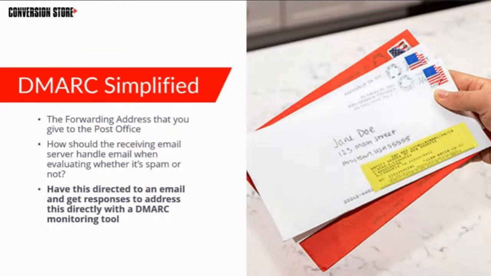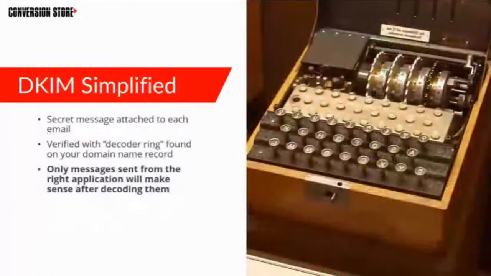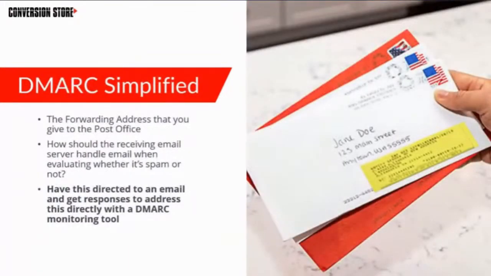But you can check, and we actually built a free checker into our website at conversionstore.com if you're a Marketo user, just to make sure that we have this DMARC on your domain name. What this is basically saying is, what are the instructions if I fail DKIM? What do I do with that message? Do I send it back to my IT department? Do I quarantine the entire domain name? How rigorously should I apply this policy?